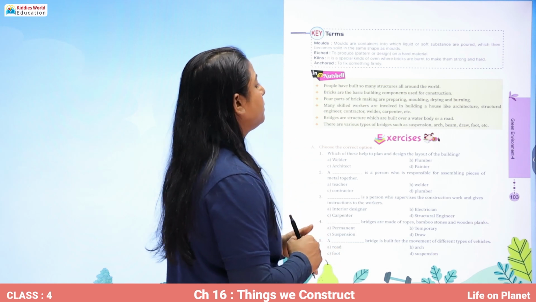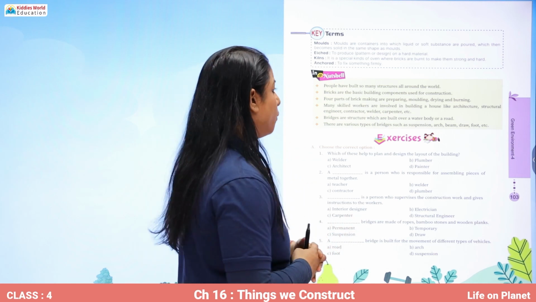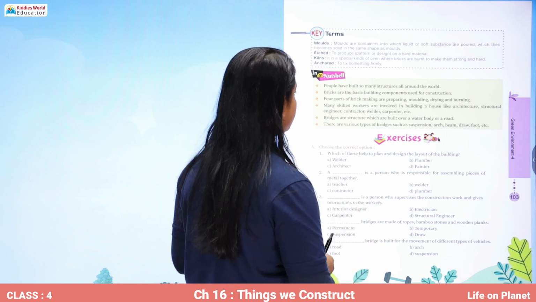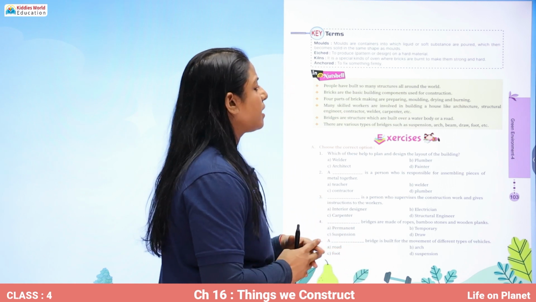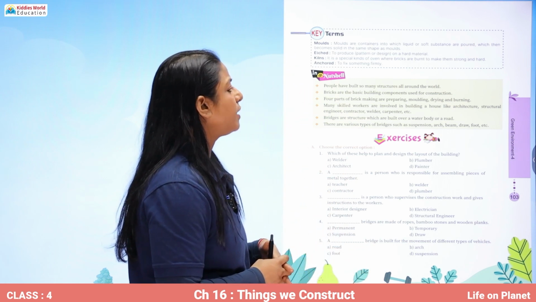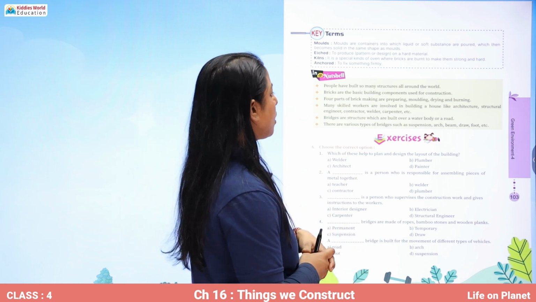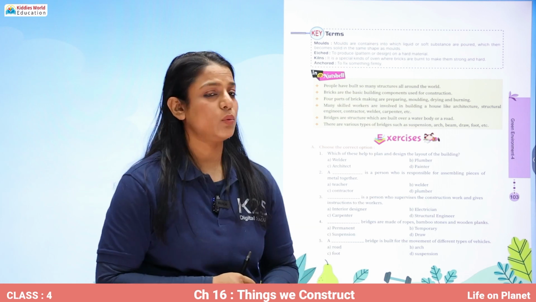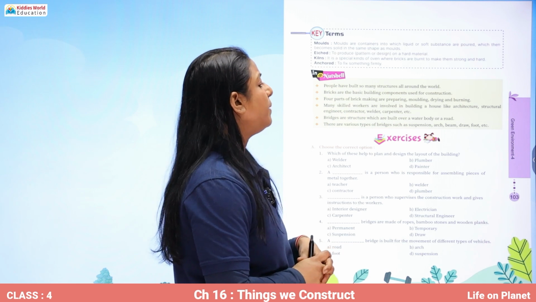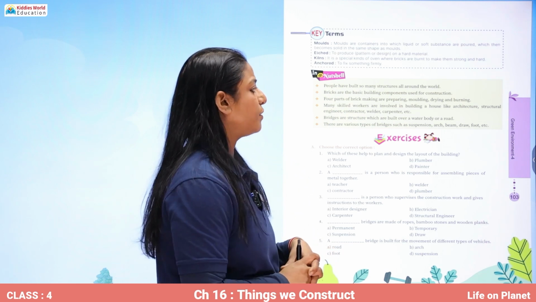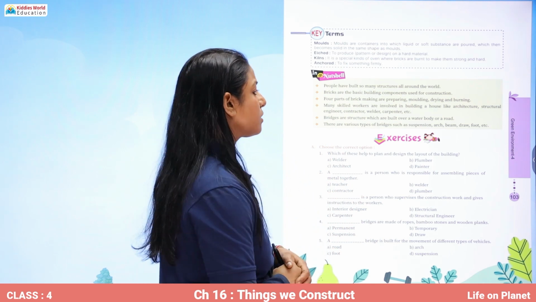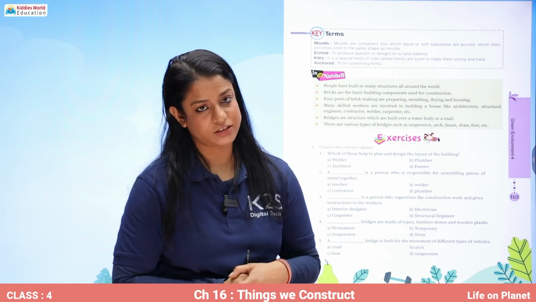Anchored means to fix something firmly. Also remember that people have built so many structures around the world. Bricks are the basic building components used for construction. Four parts of brick making: preparing, molding, drying and burning. Many skilled workers are involved in building a house, like architect, structural engineer, contractor, welder, carpenter, etc. Bridges are structures which are built over a water body or a road. There are various types of bridges such as suspension, arc, beam, draw, foot, etc.